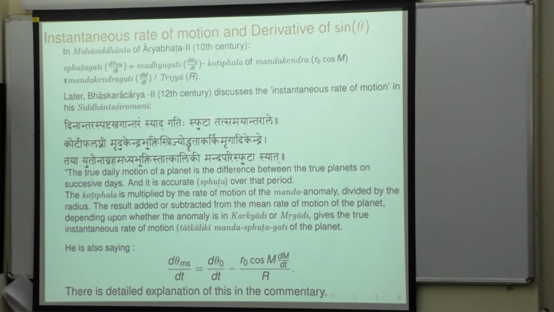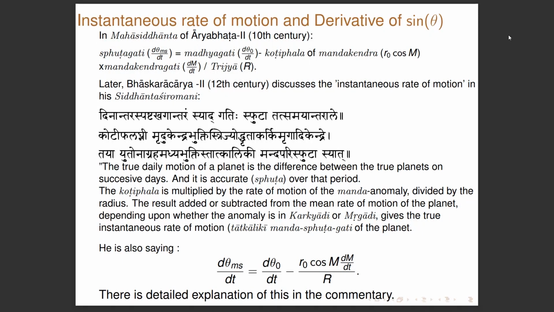Later, Bhaskaracharya, 12th century, discusses the instantaneous rate of motion. He says the true daily motion of a planet is the difference between true planets on successive days. So just find the position at one day's sunrise and the next day's sunrise, then the difference is the motion in one day. So it is accurate over that period. But then he gives: the Koti Phala is multiplied by the rate of motion of the Manda anomaly divided by the radius. The result, added or subtracted, gives the instantaneous rate of motion. In fact, he gives this formula.